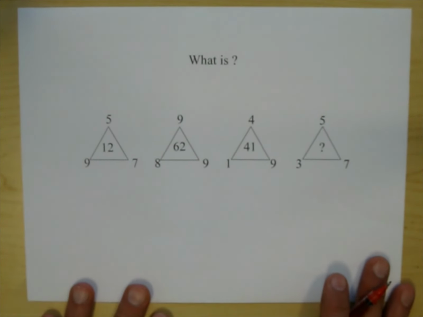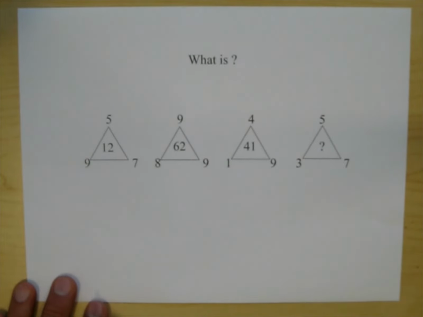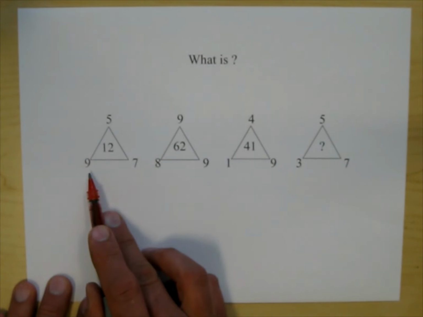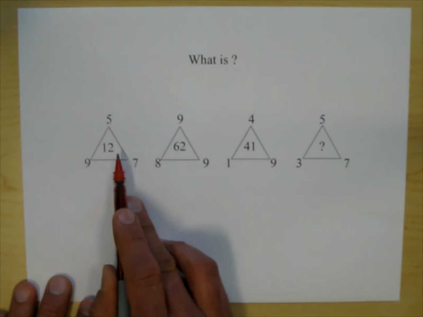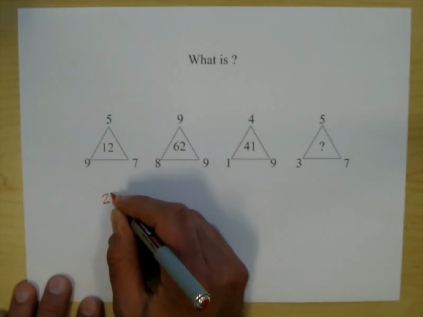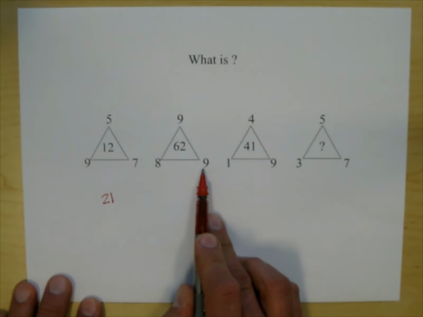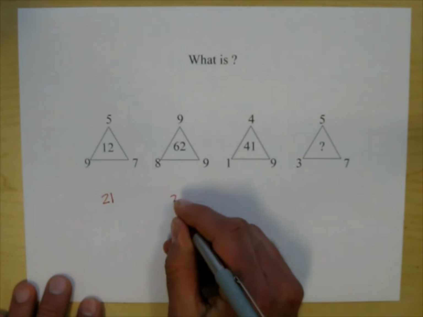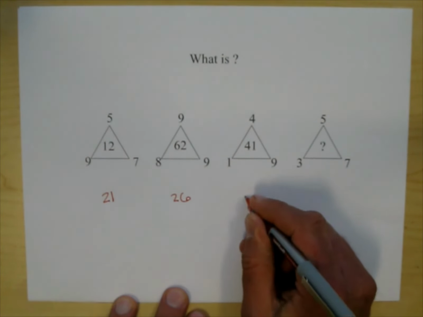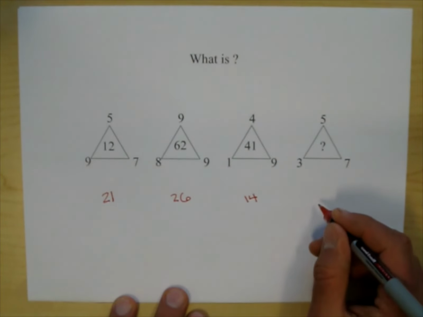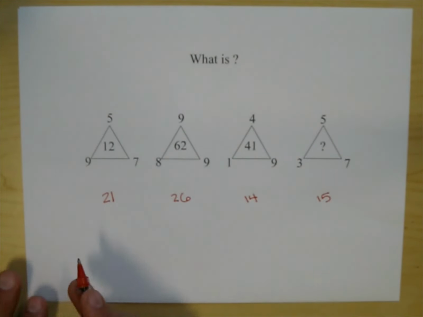The next puzzle, what is question mark? It's going to be different. It's not going to be adding up the differences. What we're going to do on something like this is add up these numbers. This is like 16. 9 plus 7 is 16, plus 5 is 21. So that adds up to 21, 18, 19, 20. So this is 26. And then these guys add up to, let's see, 14. Those guys add up to 15. Okay, so those are the sums.